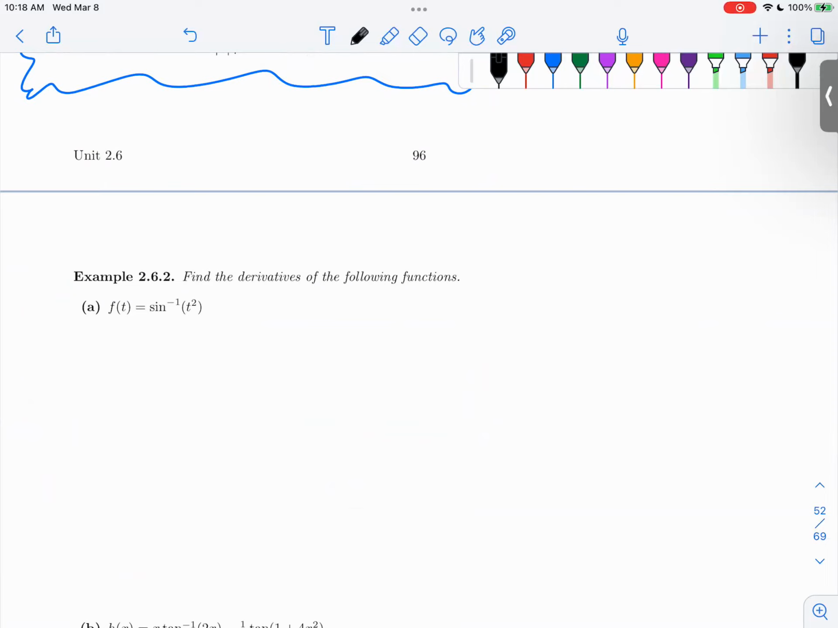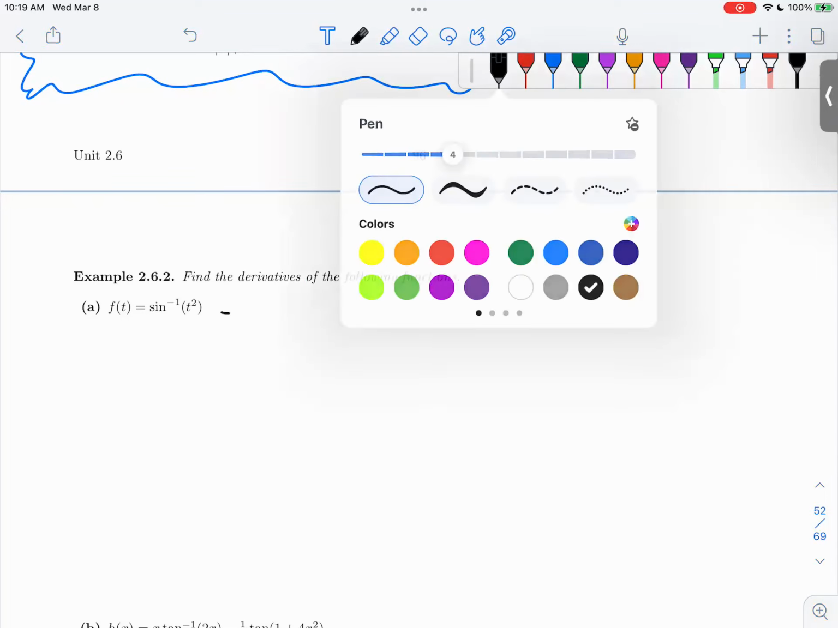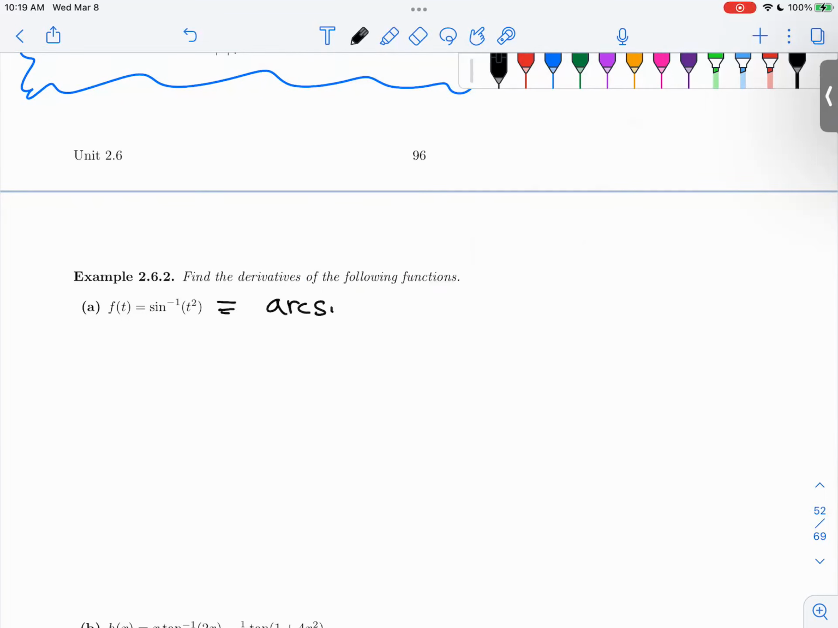By the way, I have decided in these notes to use this notation for inverse trig. But some books will use arc sine, arc cosine, arc tangent, arc cotangent. When it comes to exams, would you guys prefer arcs or inverse signs? Arcs, yes. So for example, some people will write this as arc sine of t squared.